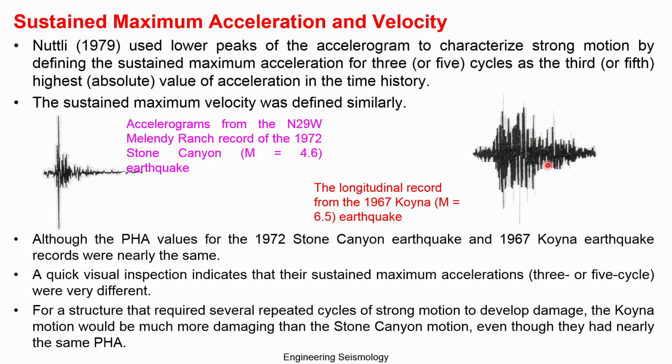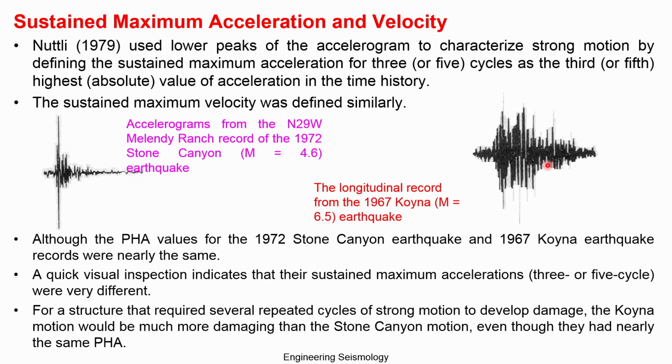So, in order to account for this kind of variation in the record, they defined what is called sustained maximum velocity, which is similar to the sustained maximum acceleration. It is basically for 3 or 5 cycles, the third or fifth highest value of the acceleration times t. Third or fifth highest cycle. That maximum is defined as the sustained maximum acceleration or sustained maximum velocity. Similarly, for the velocity plot you can take that.